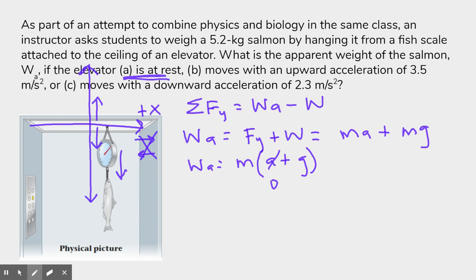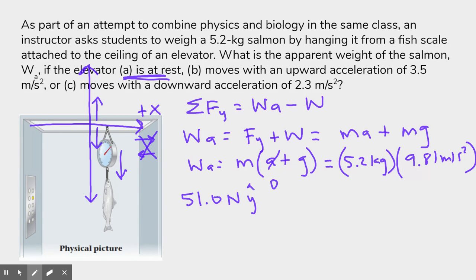In part A, we see that the elevator is at rest. That means acceleration is 0, and the apparent weight is just going to be equal to the mass, which is 5.2 kilograms, multiplied by gravity, which is 9.81 meters per second squared. So the apparent weight when the elevator is at rest is going to be 51.0 newtons, and that is in the y direction. Okay, so that's part A. Y'all go ahead and try part B and play the video when you're ready.